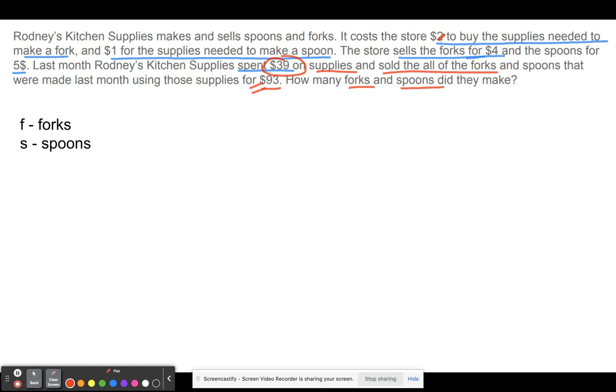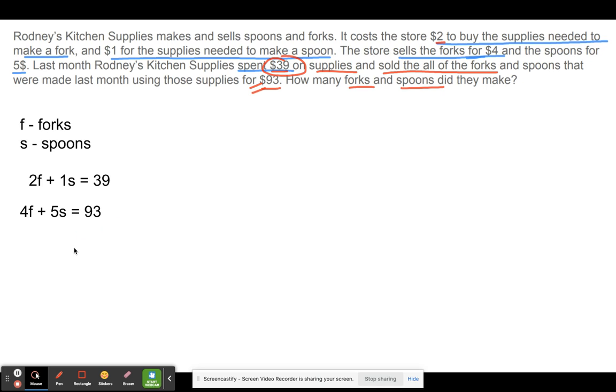Now the first one says $2 of supplies needed to make a fork. So we could say 2 times F there, and then $1 of supplies to make a spoon. That's 1 times S. And then we're talking about supplies, right? Well, there was a total of $39, so it's 2F plus 1S equals 39. That's the supplies. Now for the next one, it's $4 times the amount of forks, so 4F plus $5 per spoon, so that's 5S equals the total amount that everything sold for, which was 93. So there's our second equation.